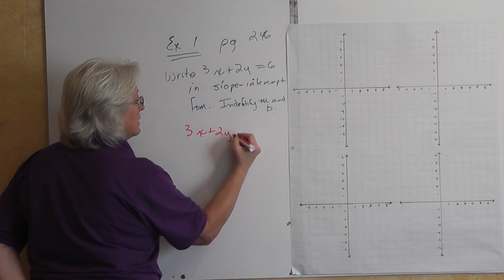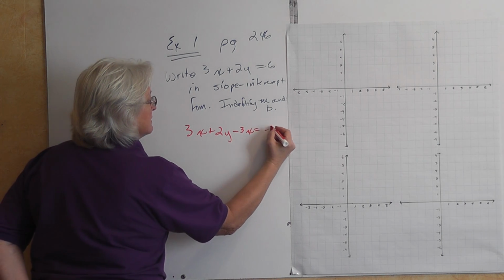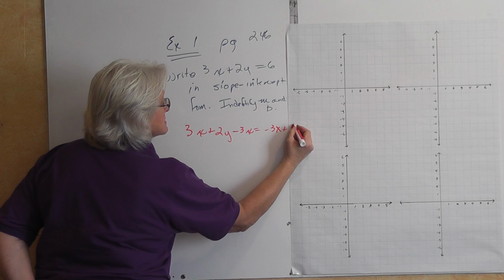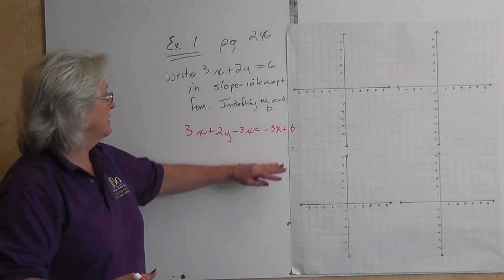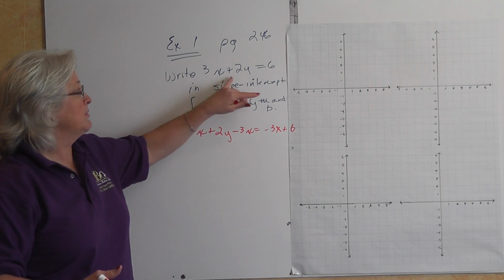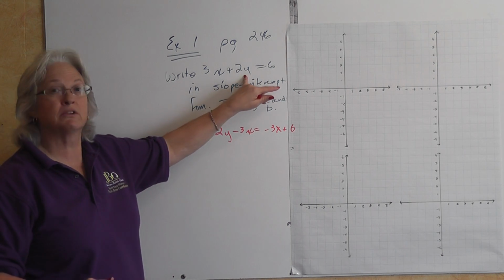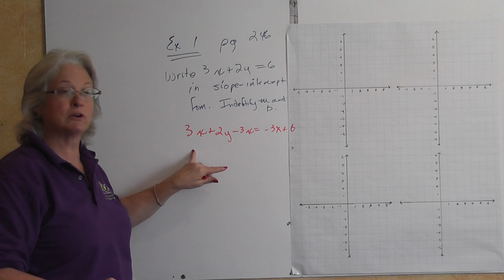3x plus 2y minus 3x is equal to a negative 3x plus 6. So it had to bleed over onto the paper here. Do you see what I did? 3x plus 2y is equal to 6. If we want to solve this equation for y, what do we have to do first?